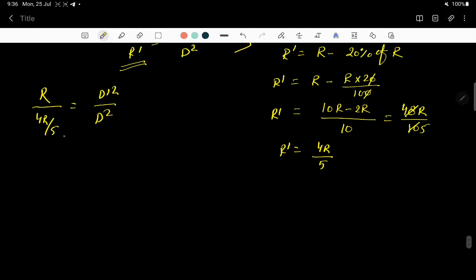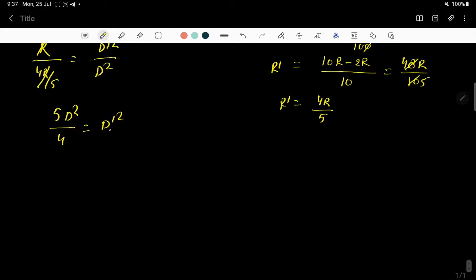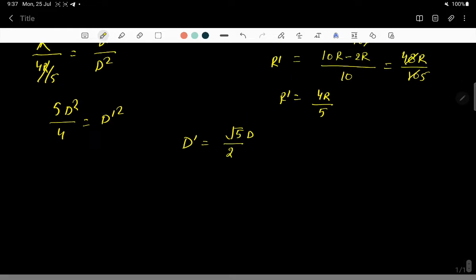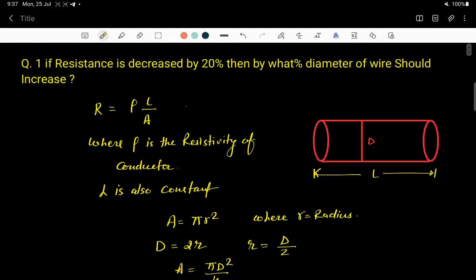So R cancels R, and it will become 5d squared upon 4 is equal to d dash squared. So we find that d dash is equal to root 5 d upon 2. This is the value of the final diameter. In this question it is not asking for the value of the diameter, but it is asking for the percentage increment in the diameter.